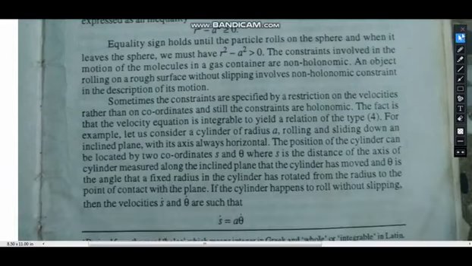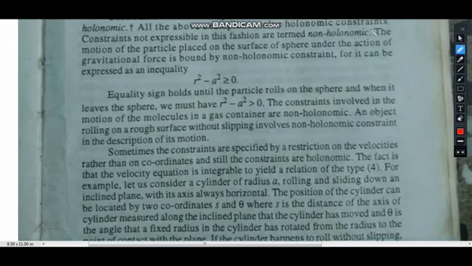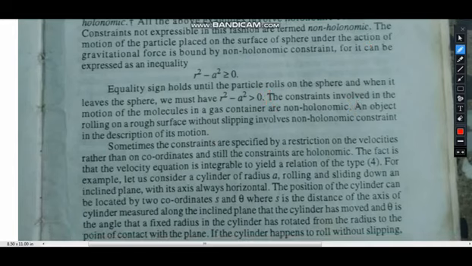So for a non-holonomic constraint, this is the first example, up to here. Then this is the second example. This is the third example. So there are 3 examples for non-holonomic constraint.